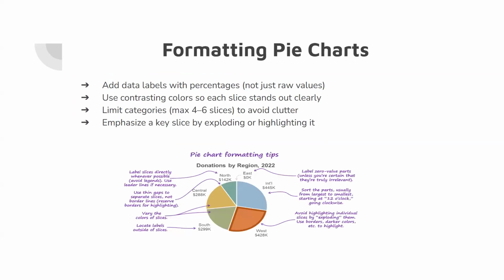Formatting pie charts. When formatting pie charts, you add data labels or percentages, not just raw values. Use consistent colors so each slice stands out. So this one's using a blue, a different type of orange with the outline so it stands out, a yellowish, a greenish, and a beigeish color. Limit categories to 4 to 6. This one is 5 different categories. Emphasize a key slice by exploding or highlighting it. In this one, every slice is being highlighted, as you can see, of the different regions.